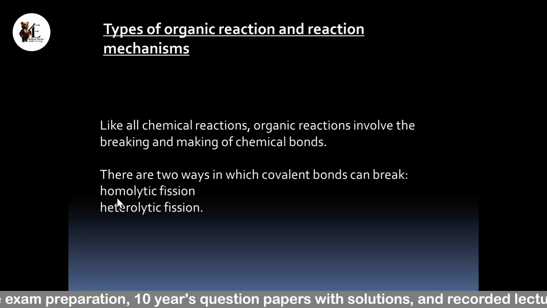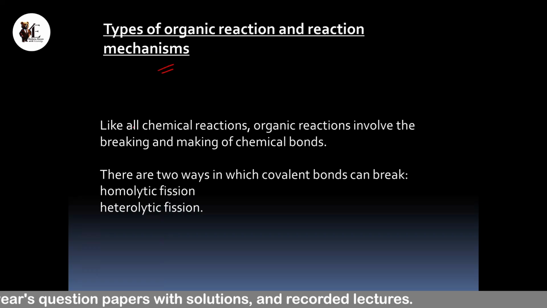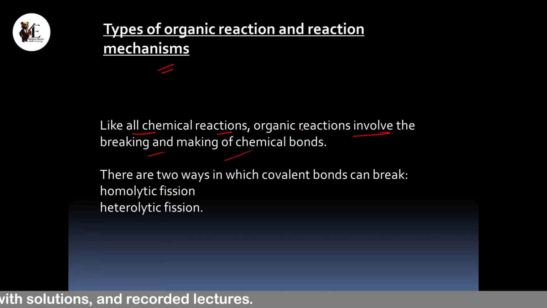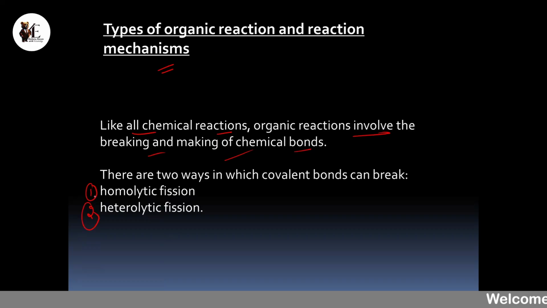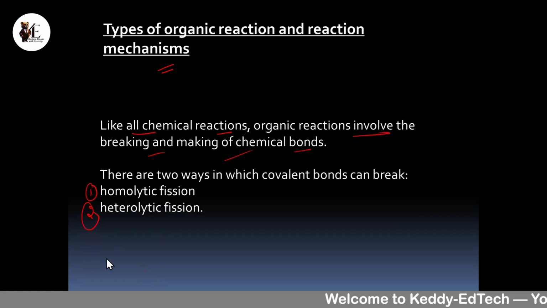So this topic, isomerism, is complete. Next topic is types of organic reactions and reaction mechanisms. Like all chemical reactions, organic reactions involve the breaking and making of chemical bonds. Obviously, bonds are broken and bonds are formed in a chemical reaction. There are two ways in which a covalent bond can be broken: one is homolytic fission and one is heterolytic fission. So what is homolytic fission and what is heterolytic fission? We'll discuss in the next slides.